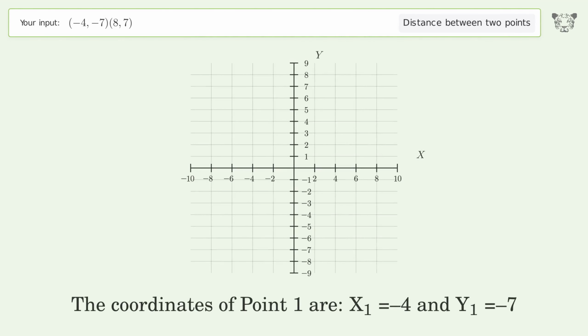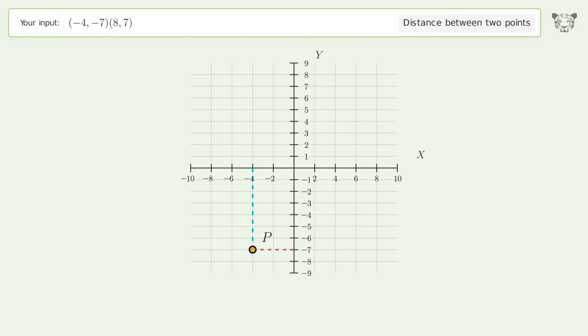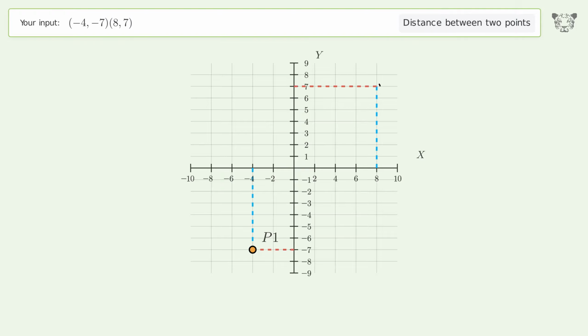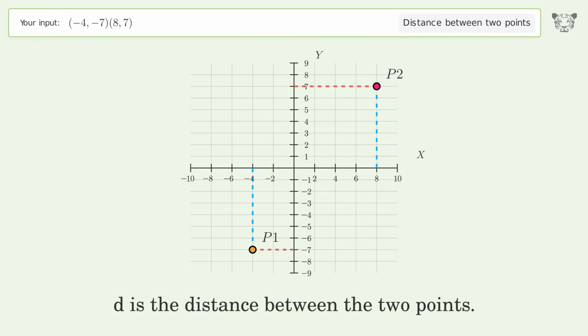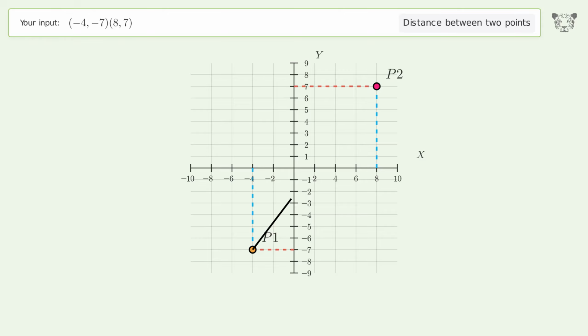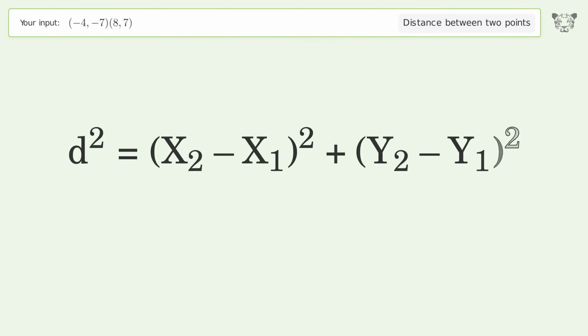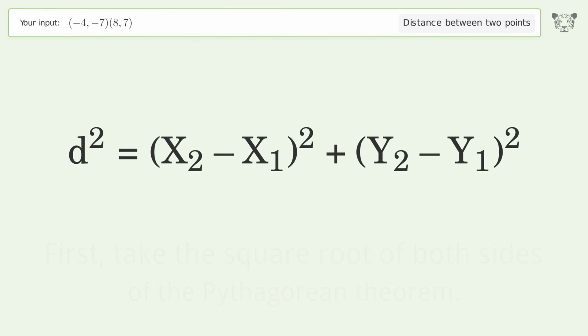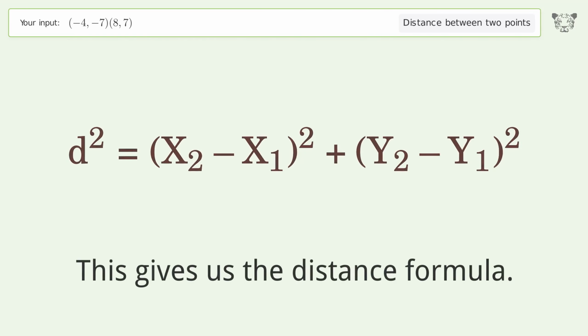The coordinates of point 1 are x1 equals -4 and y1 equals -7. The coordinates of point 2 are x2 equals 8 and y2 equals 7. D is the distance between the 2 points. First, take the square root of both sides of the Pythagorean theorem. This gives us the distance formula.